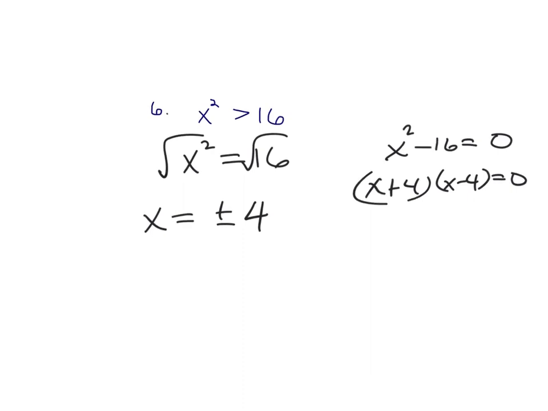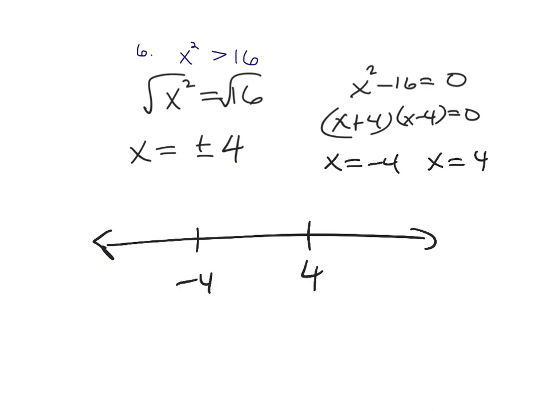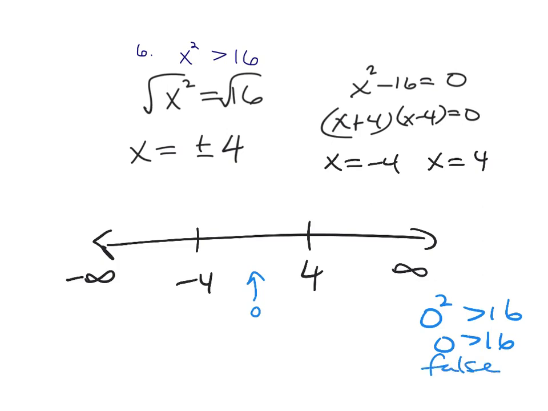So now when I go ahead and set up my number line, same thing here, x equals -4, x equals +4, negative infinity, positive infinity. Again, my 0 is going to be located in this section. So when I plug in 0, is 0 squared greater than 16? No, it's not, right? This is false. So this gets an x, and then the 2 check marks are on either side.